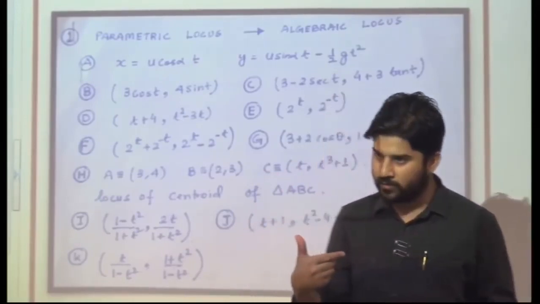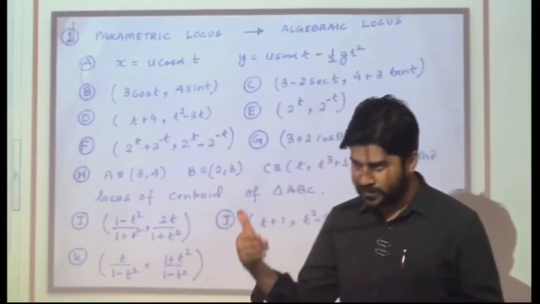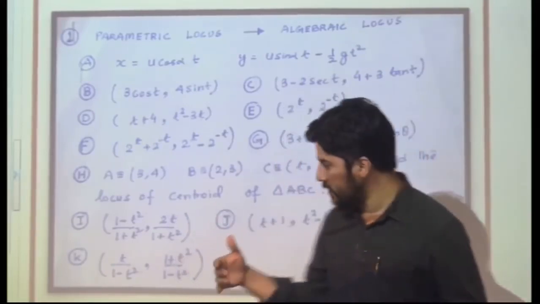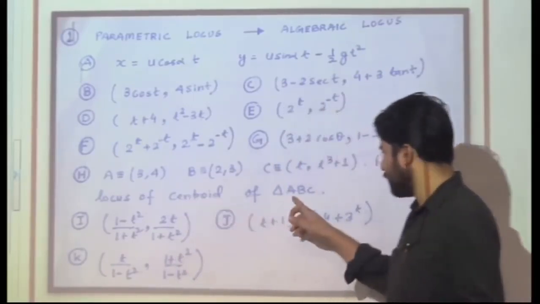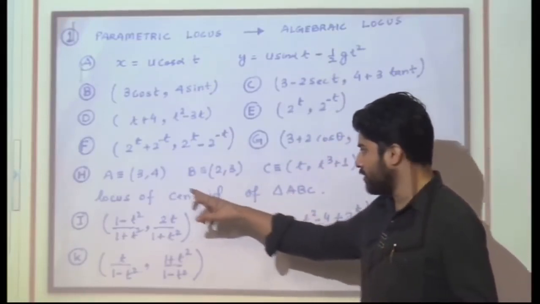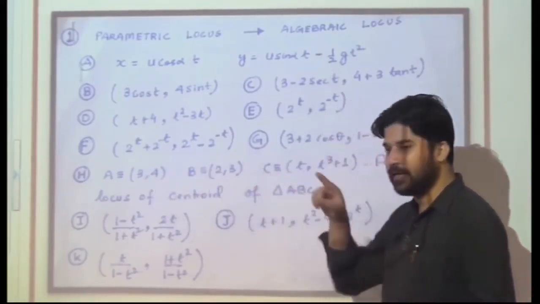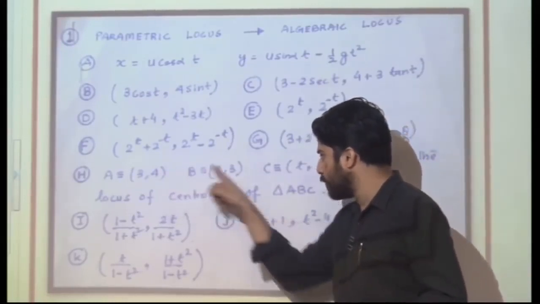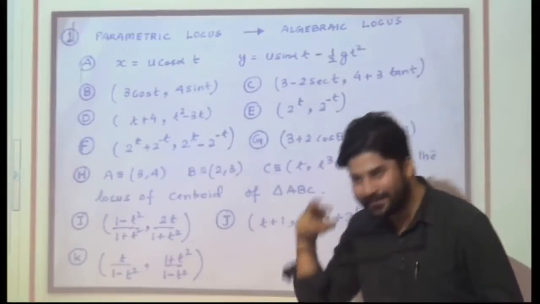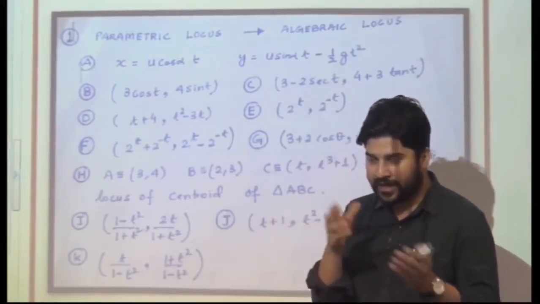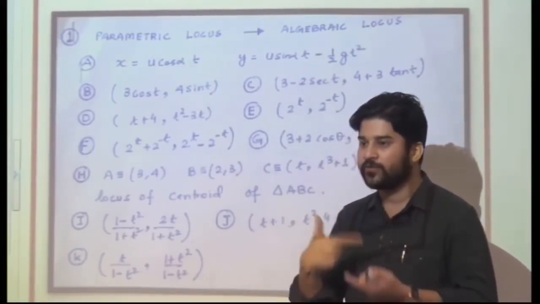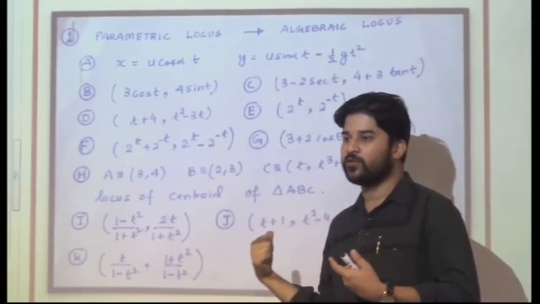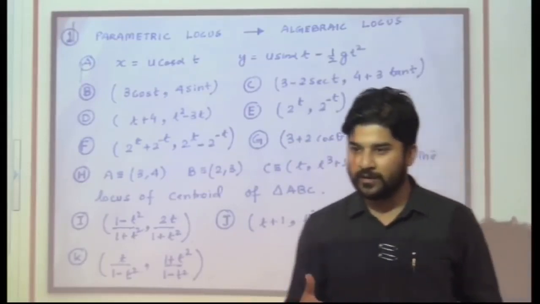The coordinate is x1 plus x2 plus x3 by 3, y1 plus y2 plus y3 by 3. So I can say the x coordinate of centroid is going to be (3 plus 2 plus t) by 3, and y coordinate of centroid is going to be (4 plus 3 plus t cube plus 1) by 3. Now you have your x and y in terms of t. Now what you have to do? Eliminate t. So the moment you eliminate t, you will get the locus of centroid. Clear? Good.